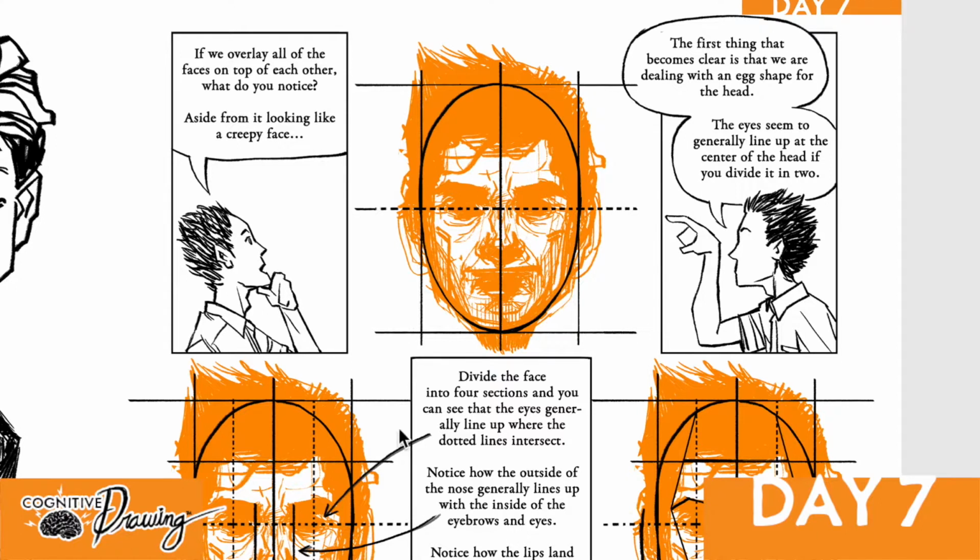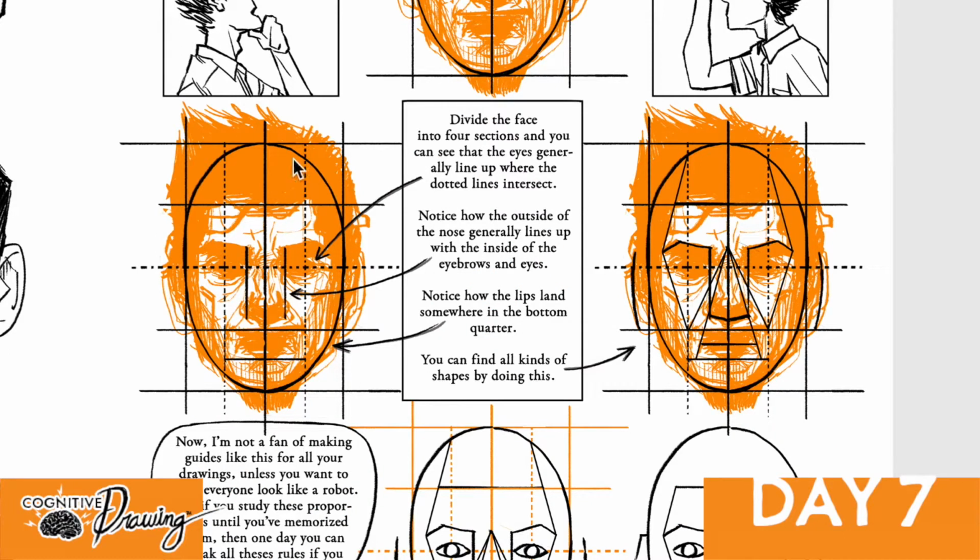If you divide the egg in two, divide the face into four sections, and you can see the eyes generally line up where the dotted lines intersect. So these lines here and this line. Eyeballs are right there. Notice how the outside of the nose generally lines up with the inside of the eyebrow line, right here. The eyebrow line and the outside of the nose. It generally lines up. Notice how the lips land somewhere between the bottom quarter. Right, somewhere in there, usually the lips are.